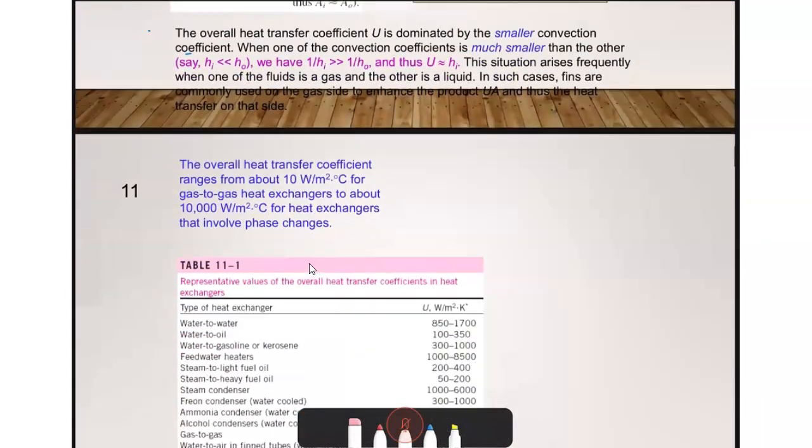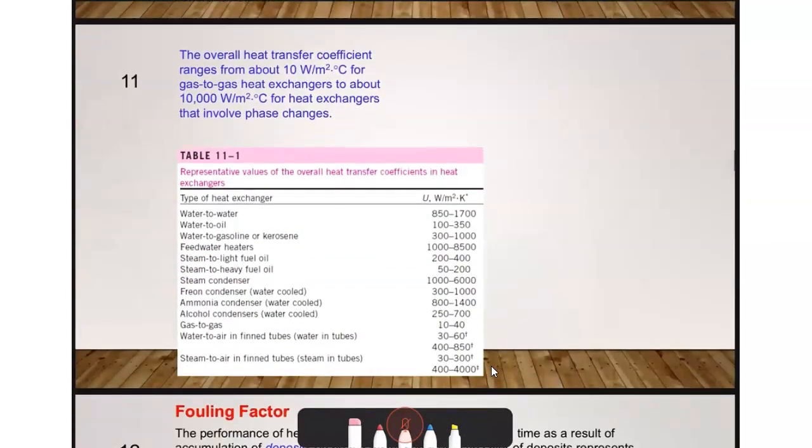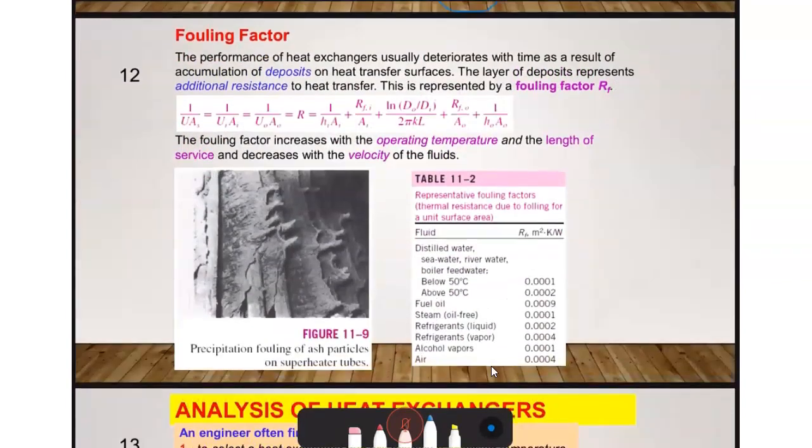Okay, here you have an example of the overall heat transfer coefficient for different types of heat exchanger. For example, water to water, you have U equal to 850 up to 1700.